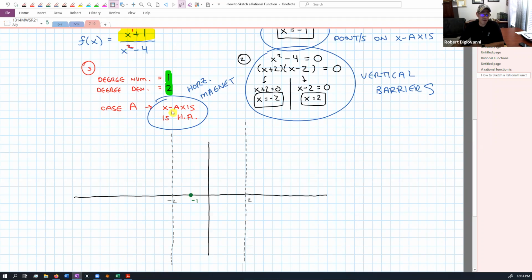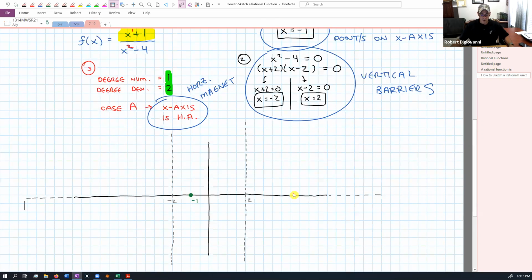And then step 3 said that the X-axis is this horizontal magnet. And so watch the way I do this. Towards the end, I'm going to put a dotted line. And on the other end, I'm going to put a dotted line. Those are my horizontal asymptotes. Notice I did not draw a dotted line through the whole graph. I only did it at the ends. I'm going to say that again. When you draw a horizontal asymptote, only draw it at the ends. Do not draw it the whole way across. Okay, you get yourself into trouble that way.